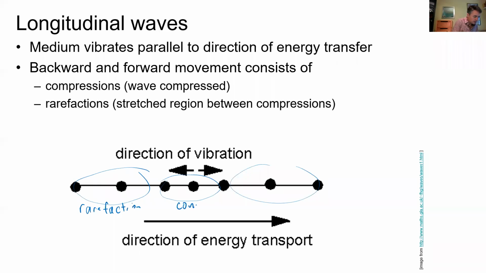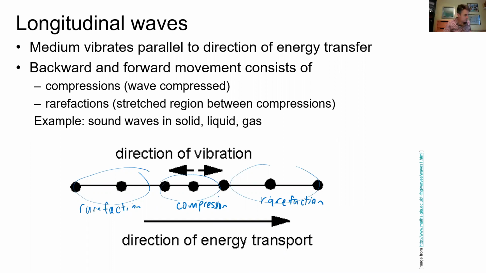There's a compression here. You can see these are closer together. And then these are farther apart. This is a rarefaction. So if you keep track of the pressure, this is why sometimes sound is called a pressure wave. When the particles are all close together, that's a high pressure region. When they're all spread apart, that's a lower pressure region. So the particles vibrate longitudinally, and then you've got these compressions and rarefactions moving along. So sound is an example of a longitudinal wave.